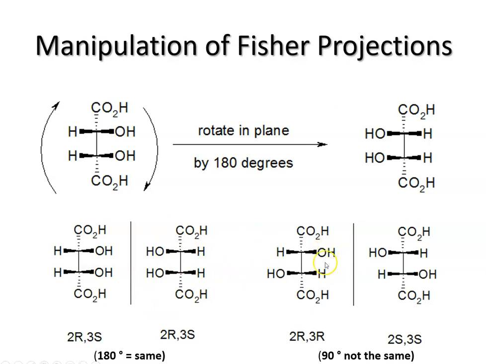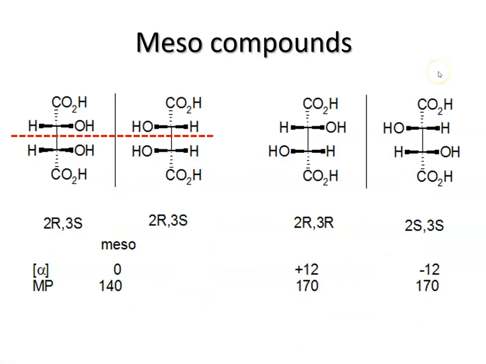If we rotate it 90 degrees, meaning that we would flip just one of these around, then we would change that conformation and it's not going to be the same anymore. Here's an important vocab word that I'd like you to know. It's this meso compound, and meso compounds are structures that have a superimposable mirror image that you can draw down the middle of the molecule. So they're basically optically inactive.